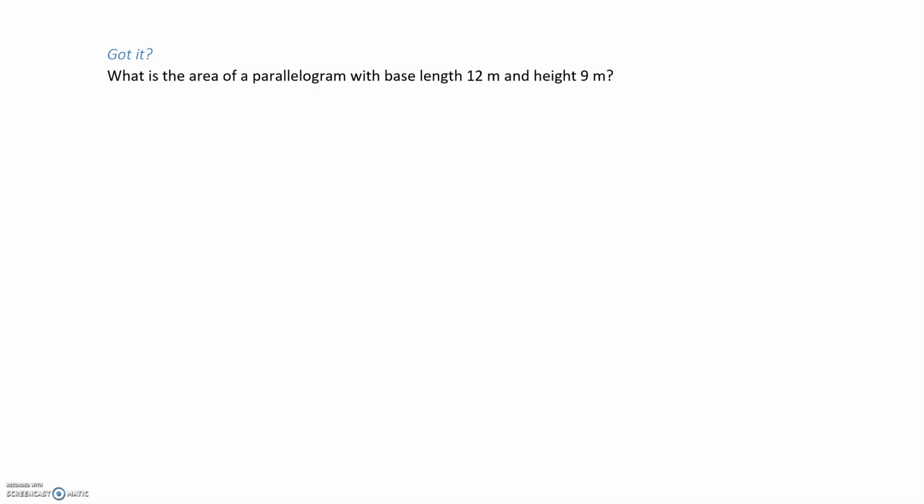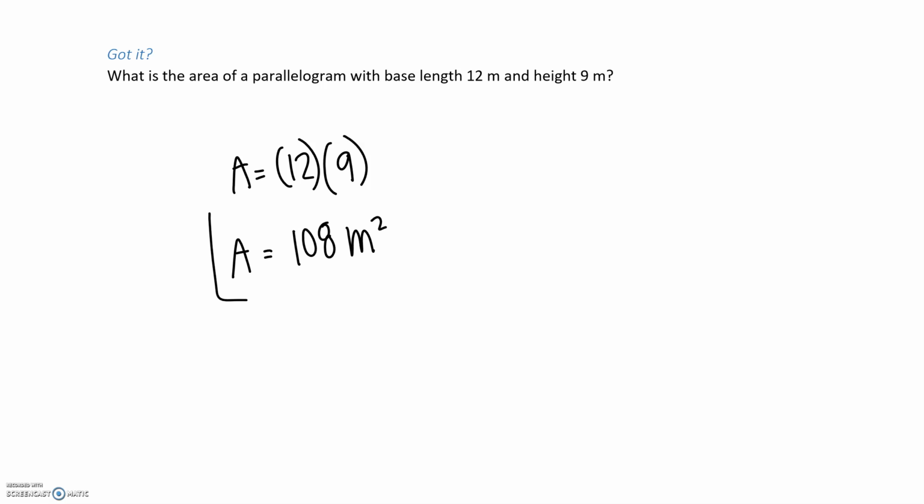Okay? Our got it problem says, what's the area of a parallelogram with a base length of 12 meters and a height of 9 meters. So it literally just gives you what you need. So you have area equals base, which here is 12, and our height, which is 9. If we do 12 times 9, that's going to give us 108. It's going to be meters squared. Okay?